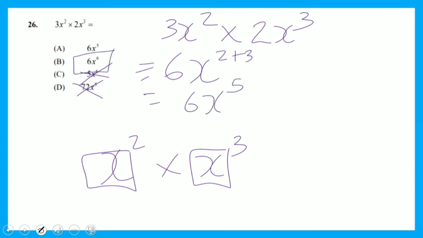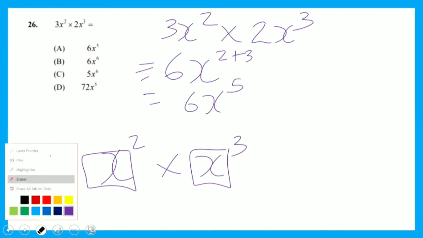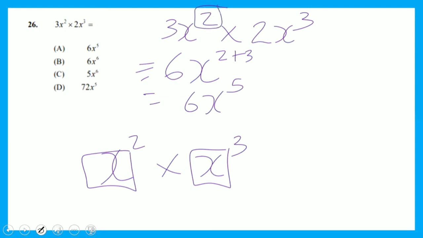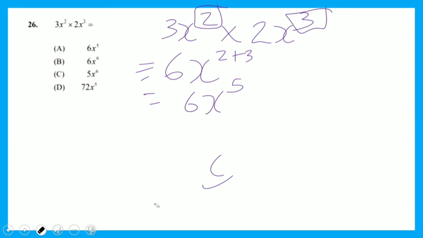6x to the 6th power is a distraction, clearly, because persons are going to think that they should also multiply the powers. Please do not do that. When you're multiplying same base, add the powers. All right, so our answer is definitely A.